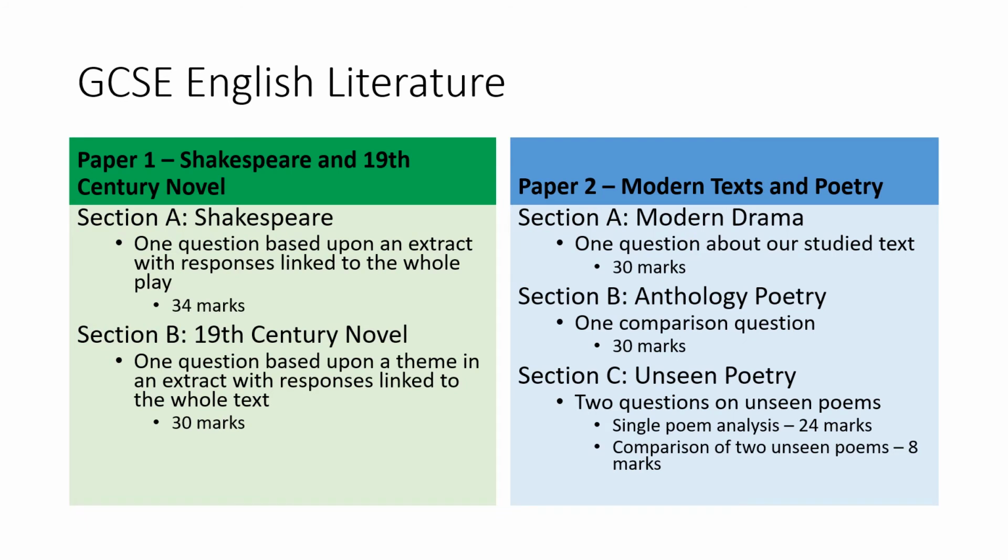In GCSE English Literature, there are again 2 papers. The first paper is Shakespeare and 19th Century Novel. The Shakespeare section includes one question which is based upon an extract with responses linked to the whole play. And in Section B, they'll look at a 19th century novel, and it includes one question based upon a theme in an extract with responses linked to the whole text. In Paper 2, they will look at modern text and poetry. Section A is based on a modern drama, Section B, anthology poetry, and Section C, unseen poetry.